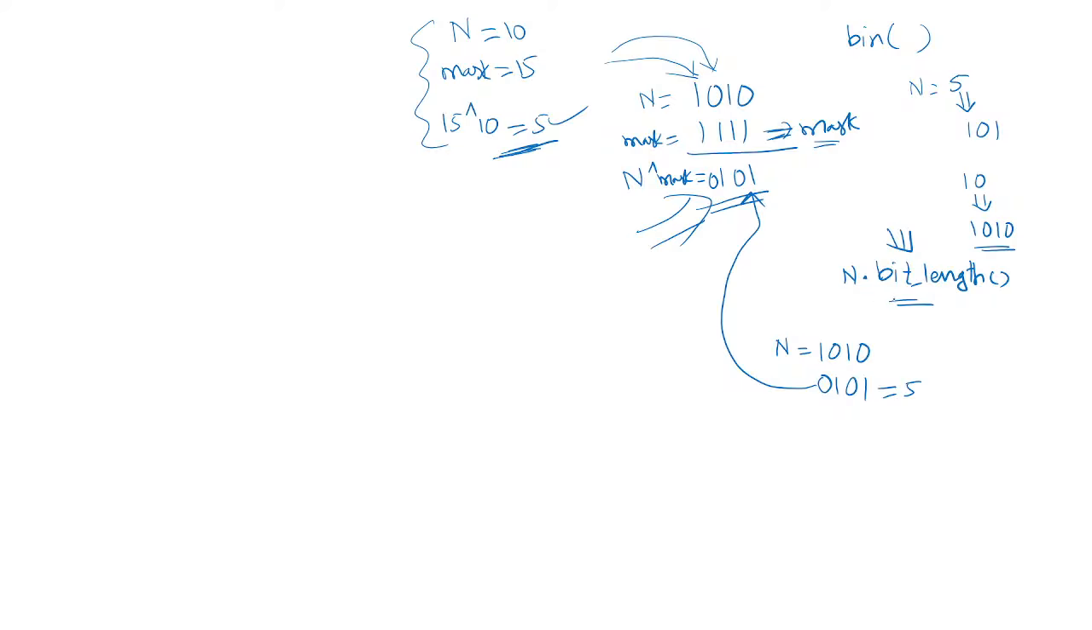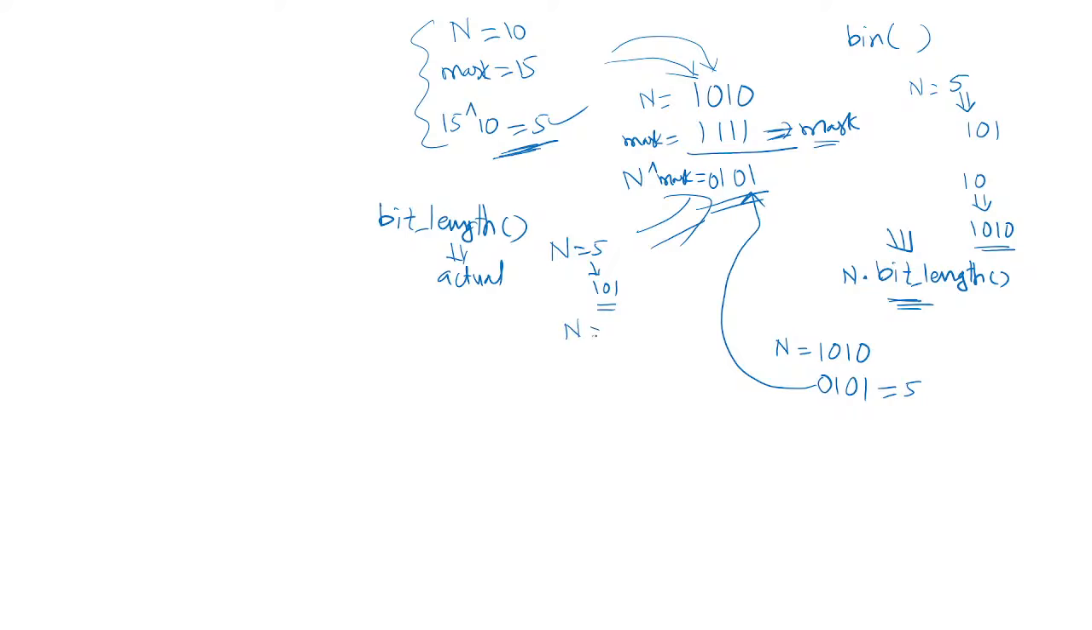Got it. Okay, so here we have a method called bit_length. In Python, the bit_length method gives the actual number of bits required to represent a decimal number. For example, n is equal to 5. In binary, 5 is represented as 101. So when you ask for the bit length of 5, it gives 3.